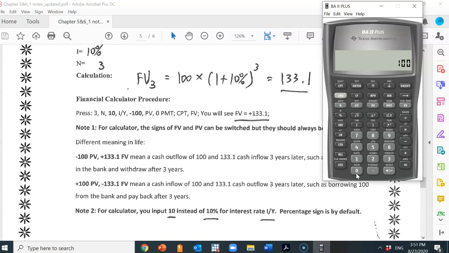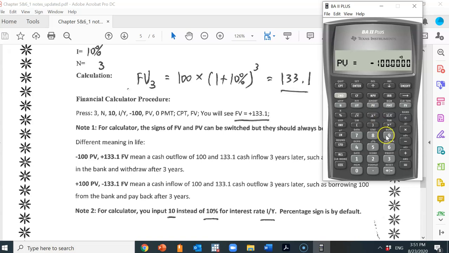Okay, let's pretend we're just depositing $100 to the bank, which means we have this cash outflow of $100 today. So let me make it negative by pressing the negative sign here. Okay, and then I press the PV sign here. You should see on your screen that present value PV equals negative 100. You could also see a triangle here, meaning the value is successfully input. Okay, so now the calculator knows that we have a present value that is a cash outflow of $100 today.